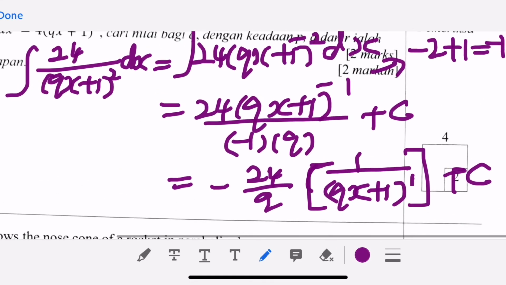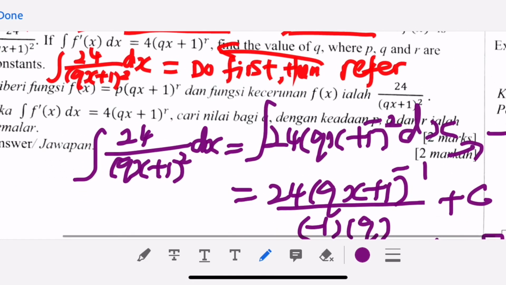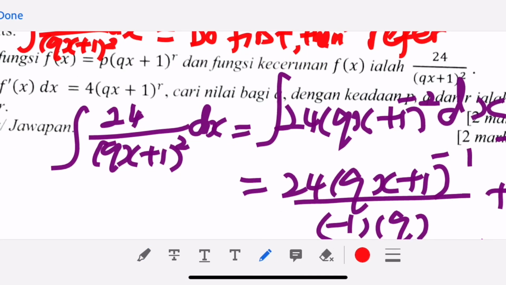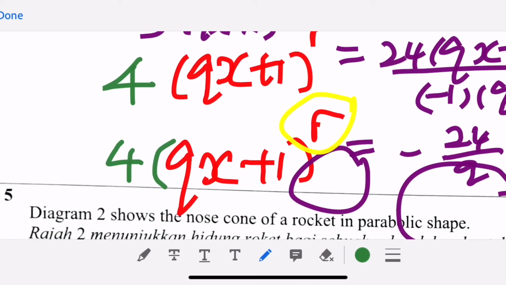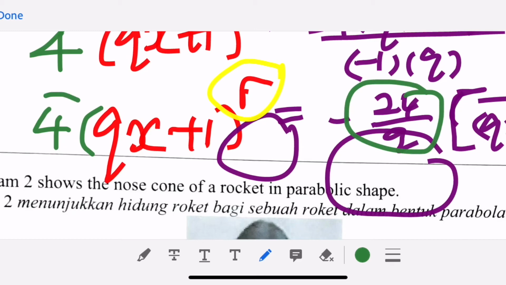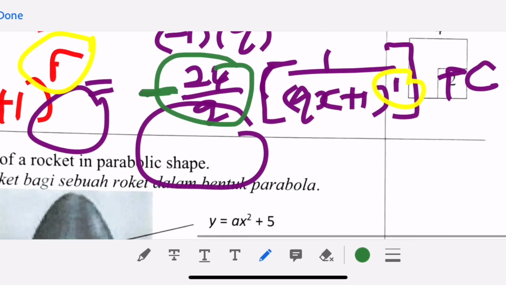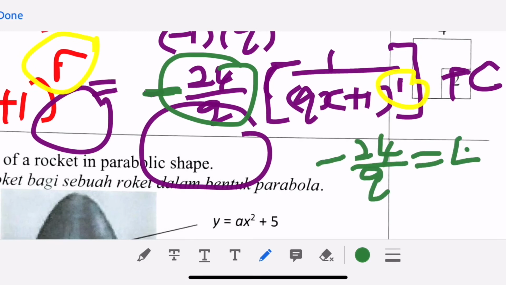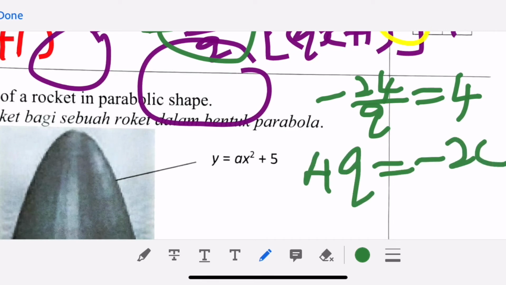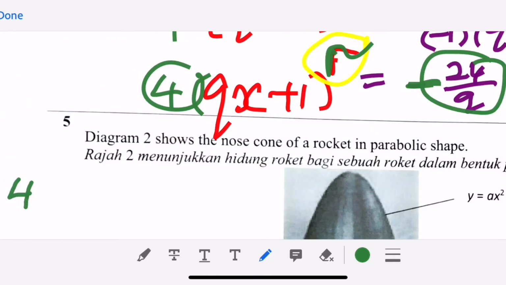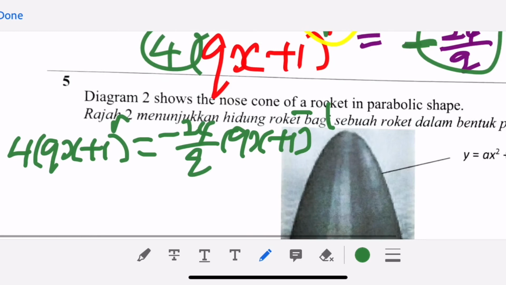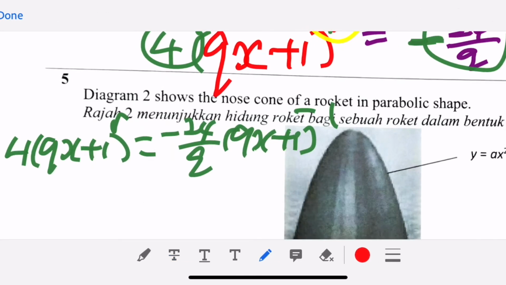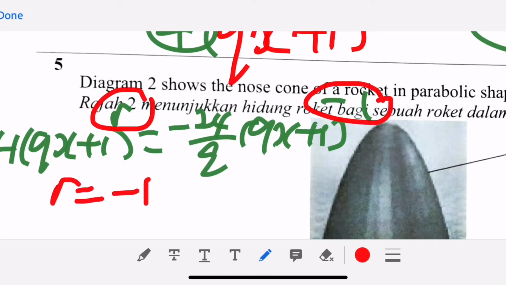Now you can do comparison with the answer given, because the question says if you integrate the dy/dx, you will get 4(qx + 1) to the power of r. So the answer given, 4, should be equal to negative 24 over q. So 4q equals negative 24. Hence you can solve the q. So q should be negative 6 and r should be negative 1, and not 1, because when you raise up, the power should be negative 1. Remember, the pattern for the left side and right side must be equal before you can do comparison. So the r should be negative 1.